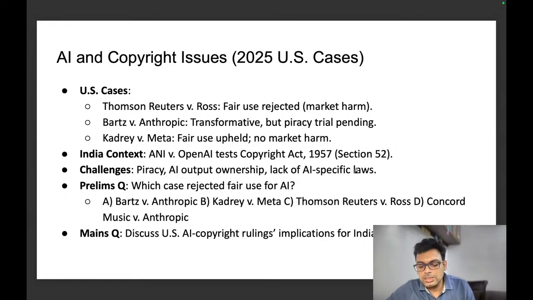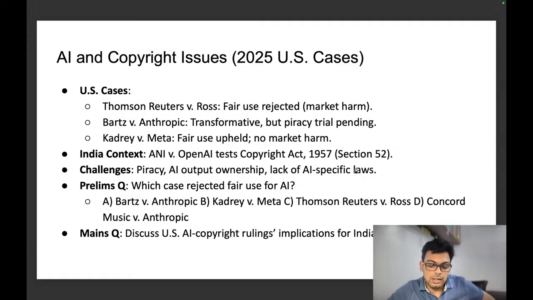In Indian context, there's this case, ANI versus OpenAI. It comes under Copyright Act 1957. Section 52, fair dealing may apply, but AI specific rules are absent. All right. So now, from the mains perspective, the thing is that there are no harmonized AI copyright laws. Globally, US has a different law, UK has a different law, and then India has this framework under Copyright Act 1957, but India lacks AI specific provision.